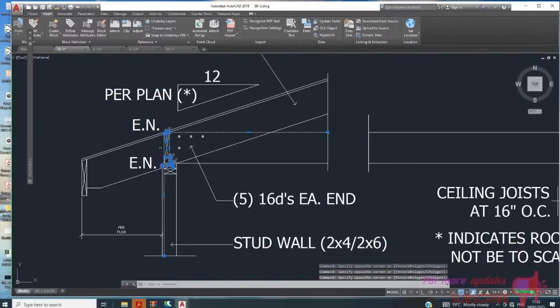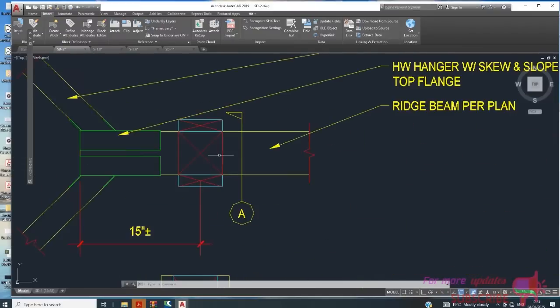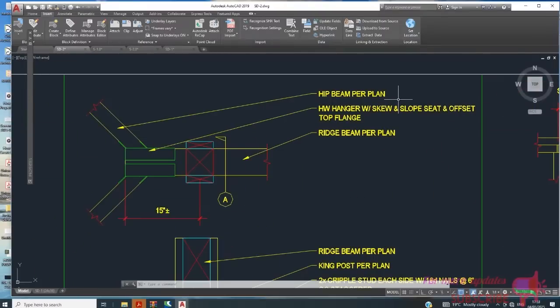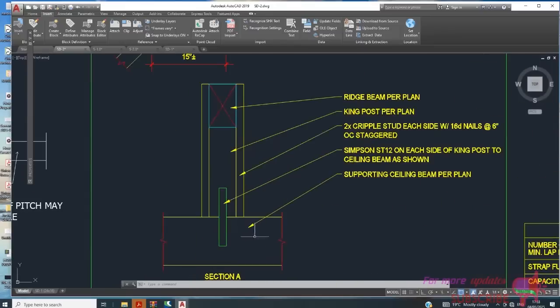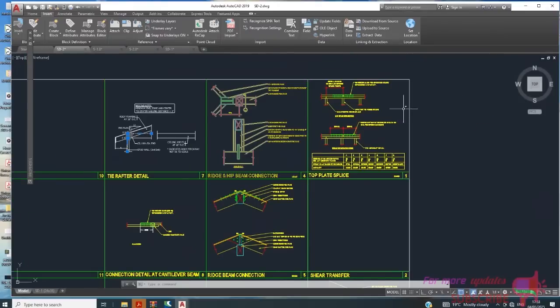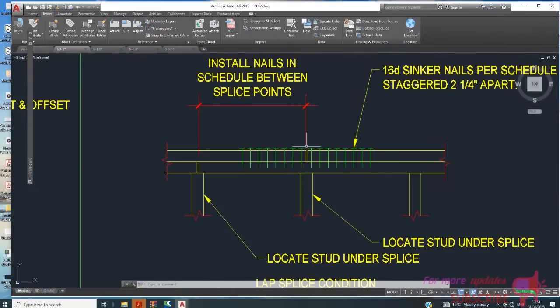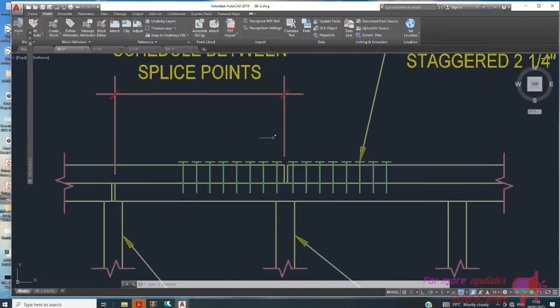nails to that detail, beam hip, ridge and hip beam connection, beam hip per plan, top plate splice. Here is a top plate splice.